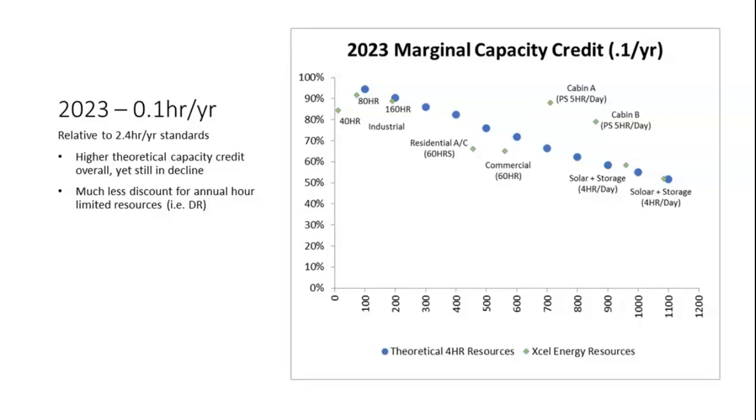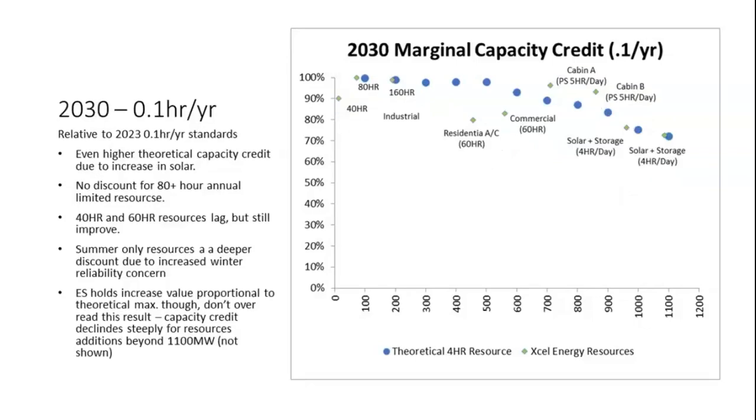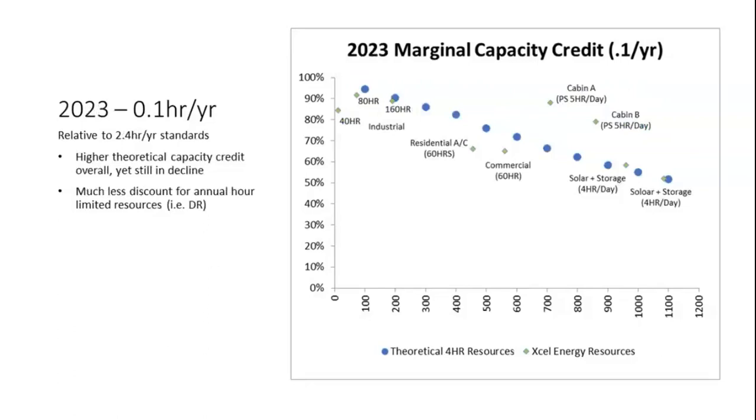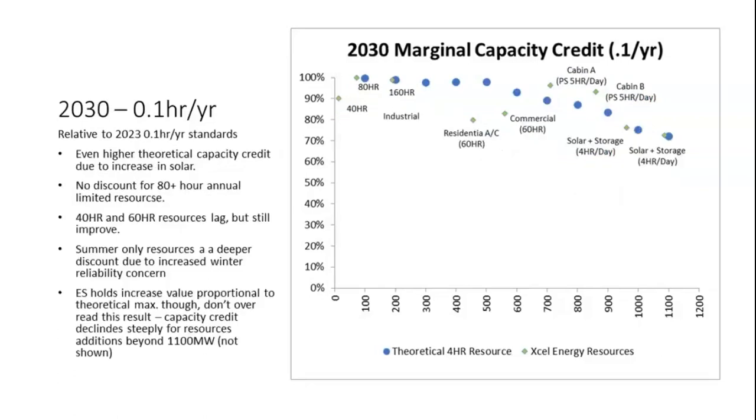So for my last slide, I'm going to go from 2023 to 2030 using this 0.1 per year standard. So this higher, more typical reliability standard, but we're going to add a lot more solar and see what happens here. There it is again. I'm going to flip back and forth. So now the discussion is, well, what happened there? Relative to that 2023 look that we just had, you have an even higher theoretical capacity credit due to the increase in solar. And that's because of this sort of making our net load peaks even peakier.